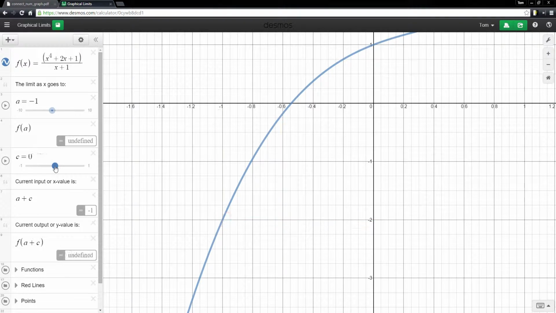This little slider here will allow me to move the red bars back and forth somewhat.